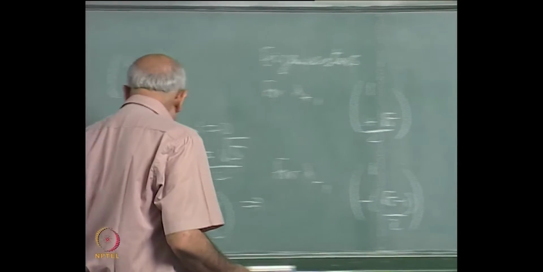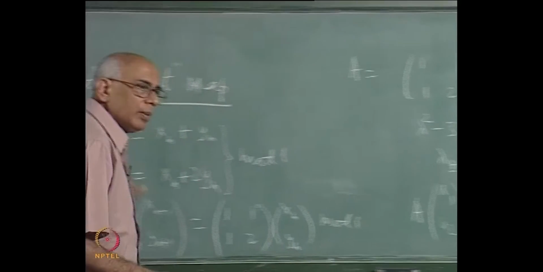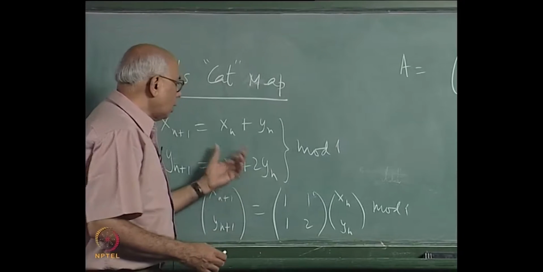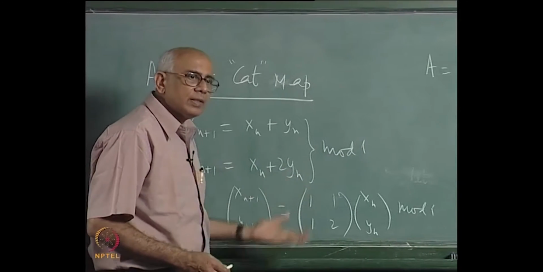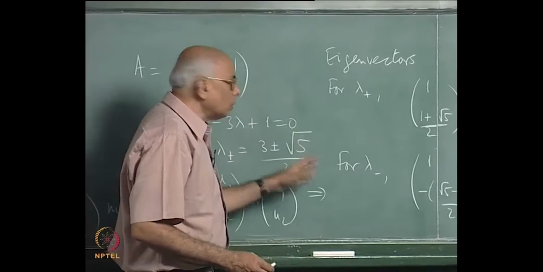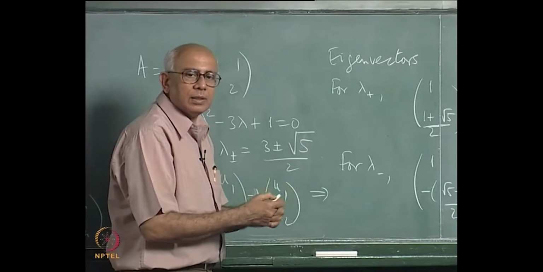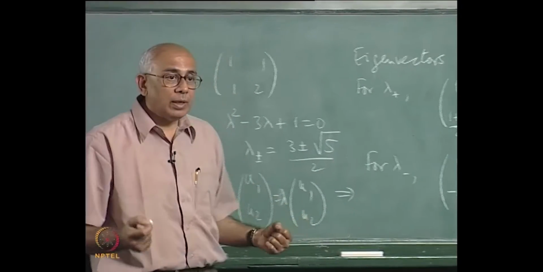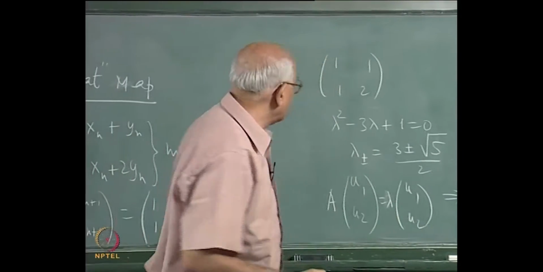and since this is a constant matrix, this is a linear map if you forget the modulo 1. Since it is constant, the Jacobian is the same everywhere at all points, and therefore this is what controls the expansion or contraction at every point. It is clear that there is an expansion in one direction and a contraction in another direction.